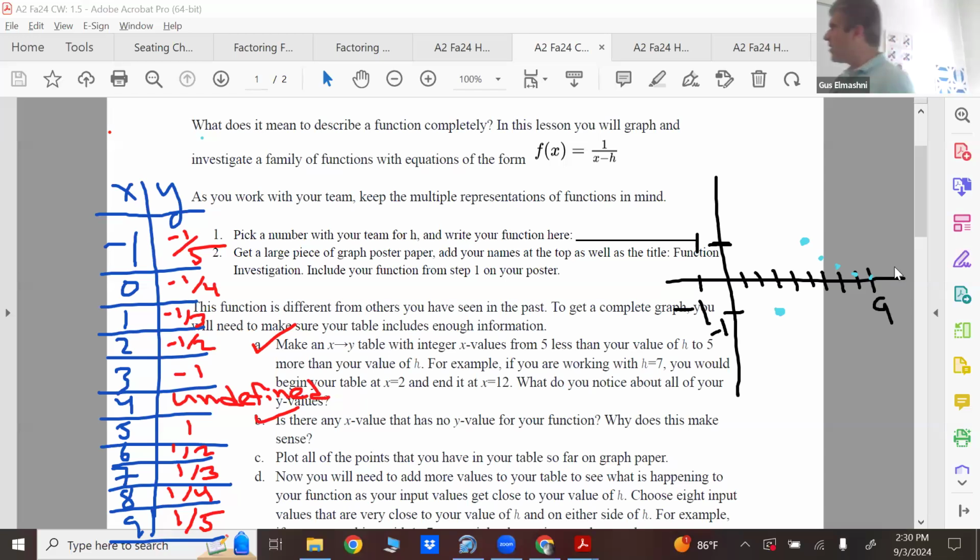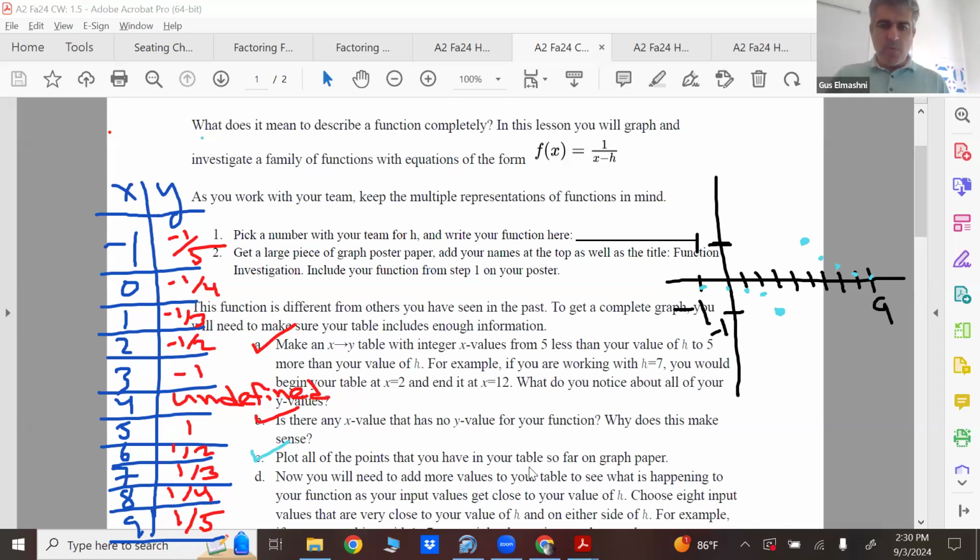Does that make sense how I did that? The points are getting closer and closer to the x-axis, right? Very close to the x-axis. Let's do the other side. -1/2, -1/3, -1/4, -1/5. Do those points also get closer to the x-axis? Yeah, they do. So now before I do part D, actually part D is kind of what I want to talk about.